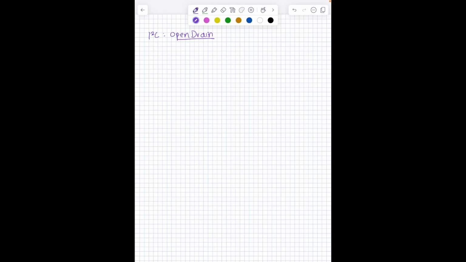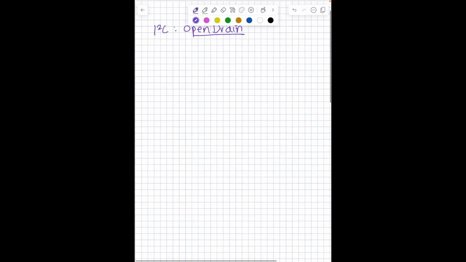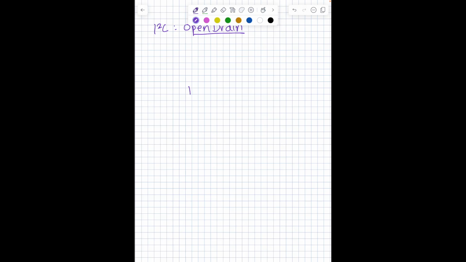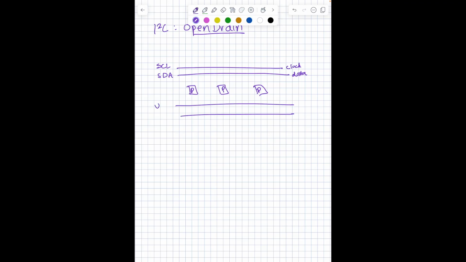Everyone, today we're going to talk about what open drain is in I2C. So the I2C protocol includes a bunch of peripherals, and they're all connected on two lines. One is called SCL, one is called SDA: clock and data. Now they're also all connected on VCC and ground, and that's an assumption made by the person who's designing the board. So for now, we'll just draw the connection of all of them to SDA and clock.